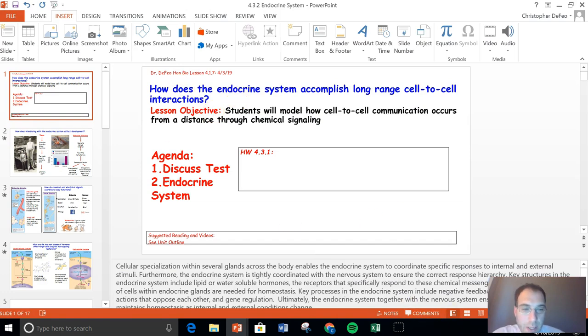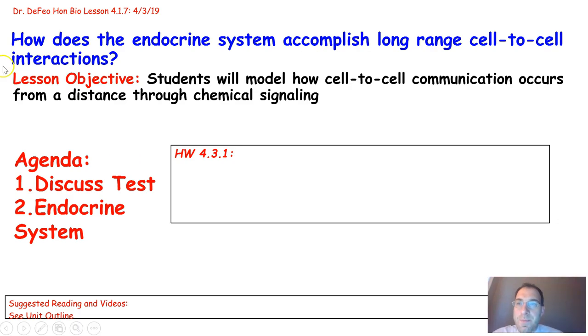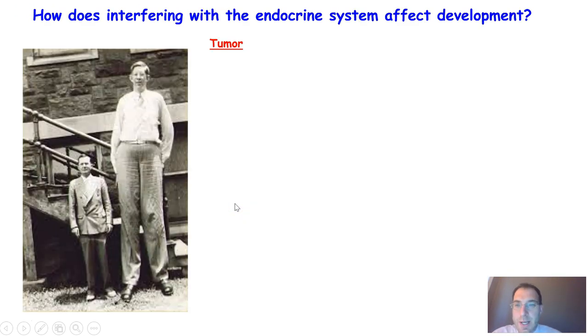So today's goal is to get a better sense of what the endocrine system does and how it's able to establish long-range cell-to-cell interactions. And hopefully by the end of the day, and at least for homework, you'll be able to model how cell-to-cell communication occurs from a distance through chemical signaling. Okay, so let's take a look at this individual here.